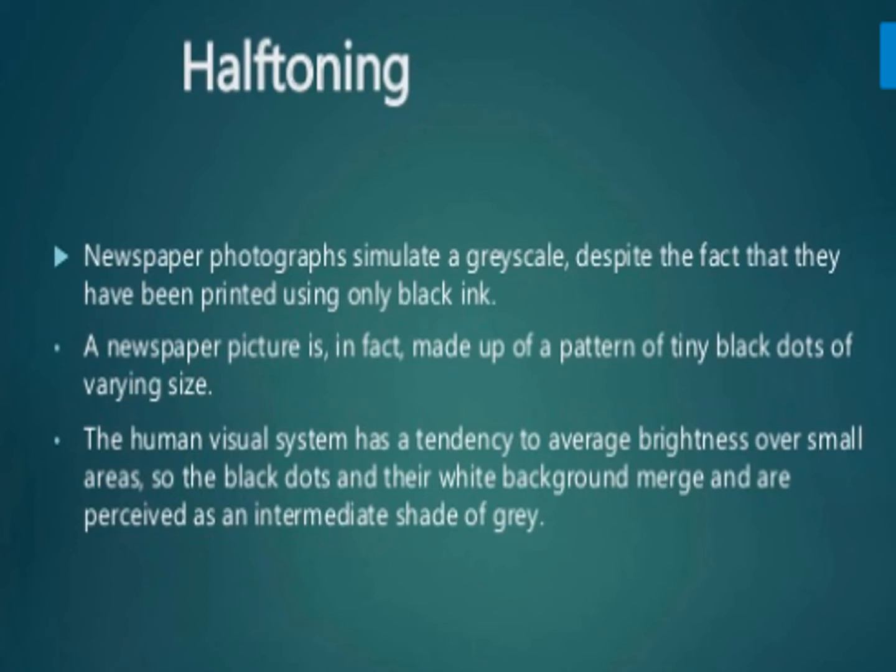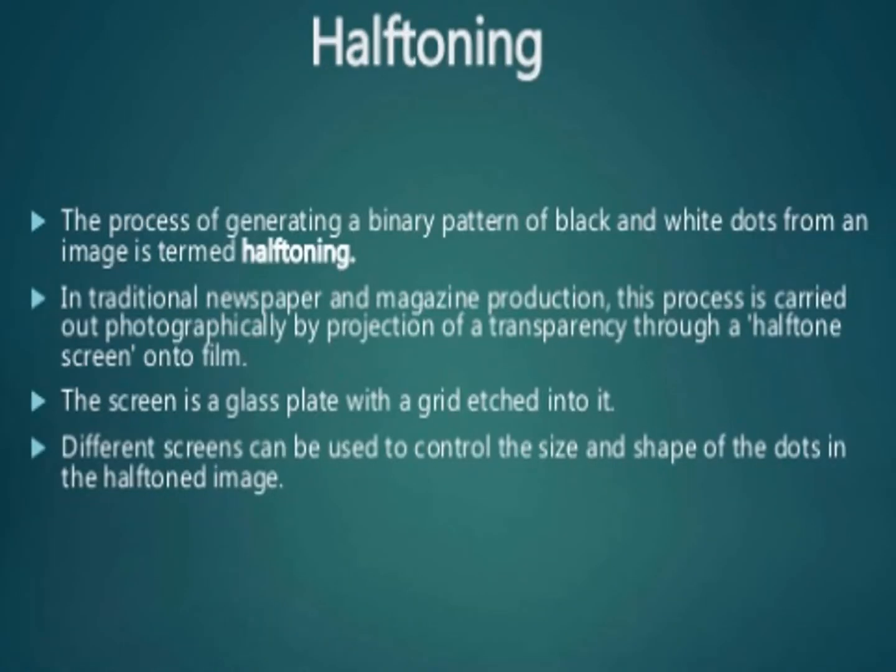In a practical example, newspaper photographs simulate a grayscale despite the fact that they have been printed using only black ink. A newspaper picture is in fact made up of a pattern of tiny black dots of varying size. The human visual system has a tendency to average brightness over small areas, so the black dots and their white background merge and are perceived as an intermediate shade of gray. The process of generating such binary patterns of black and white dots from an image is termed halftoning.